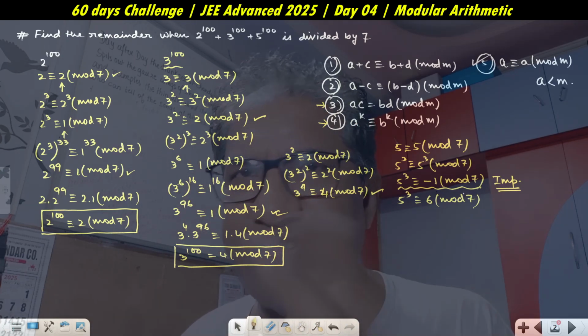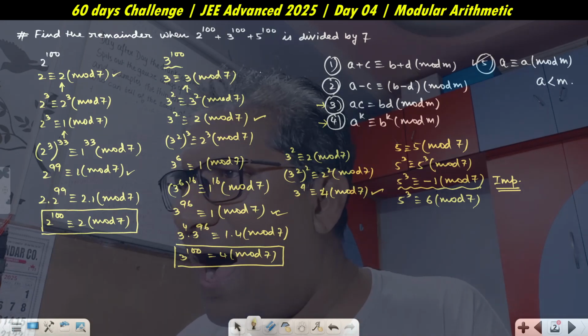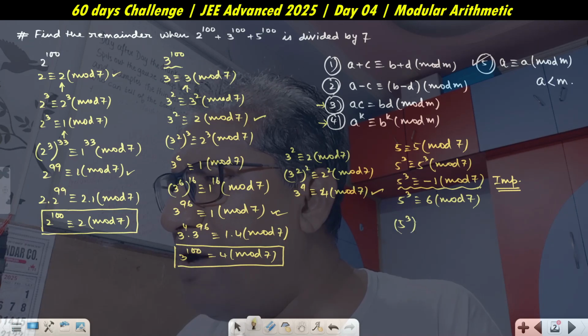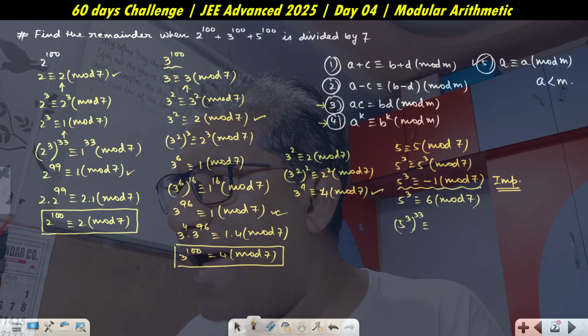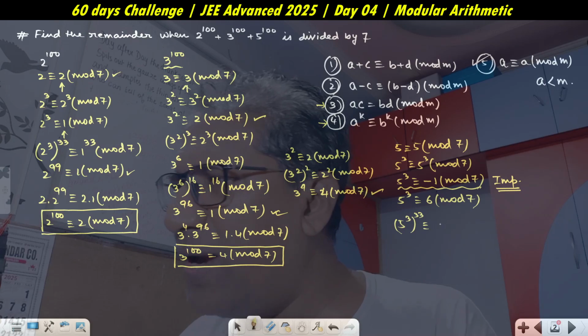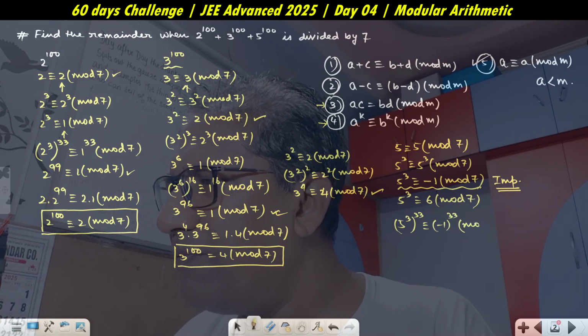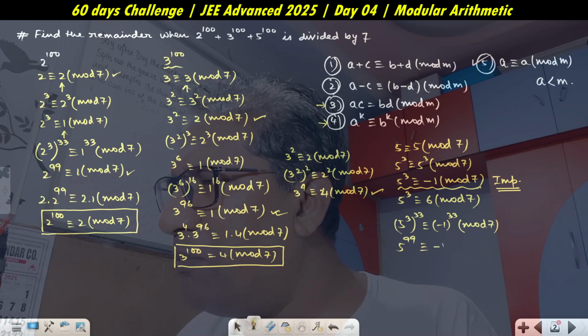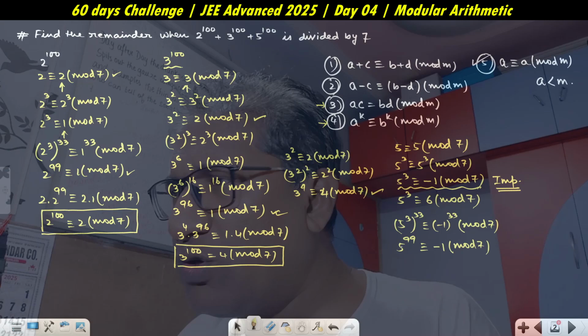Remainder taking as negative. Now what I will do, I have to reach 5 to the power 100. So immediately I will simply raise its power to 33. And the moment I raise its power to 33, minus 1 to the power 33 modulo 7. So 5 to the power 99 is minus 1 modulo 7. Yes. But we have to reach 5 to the power 100.